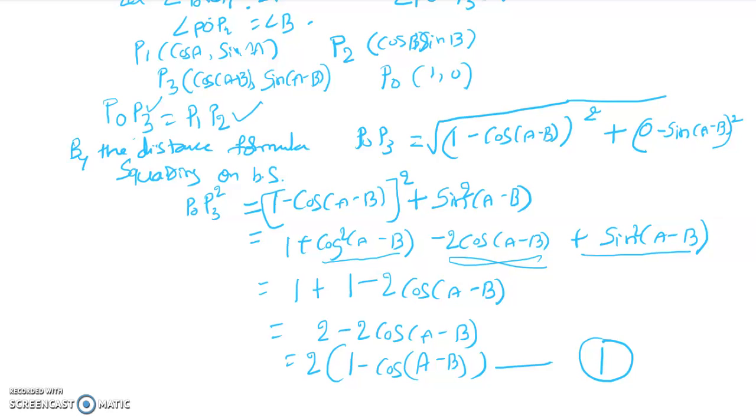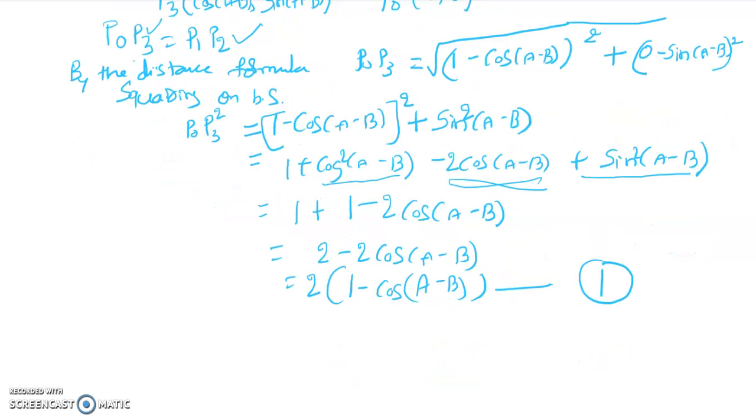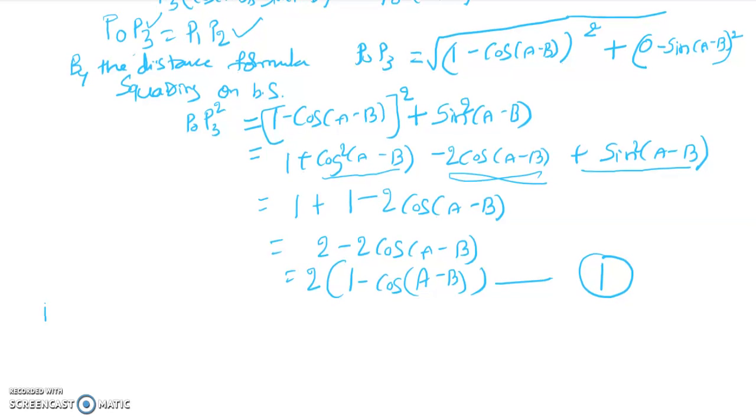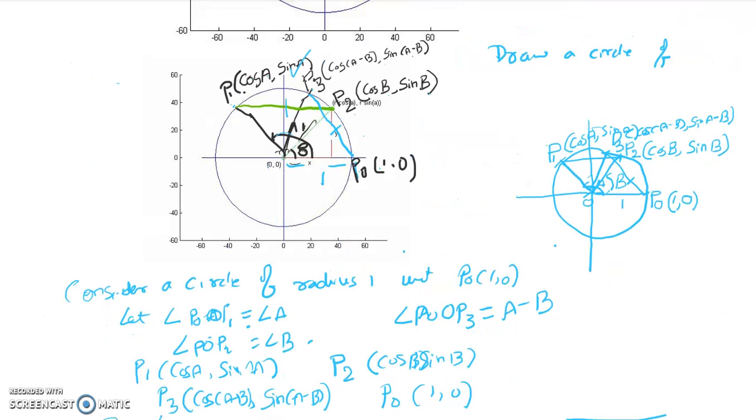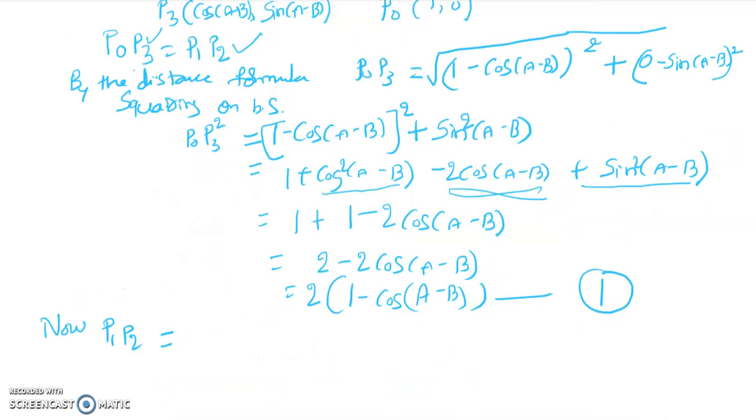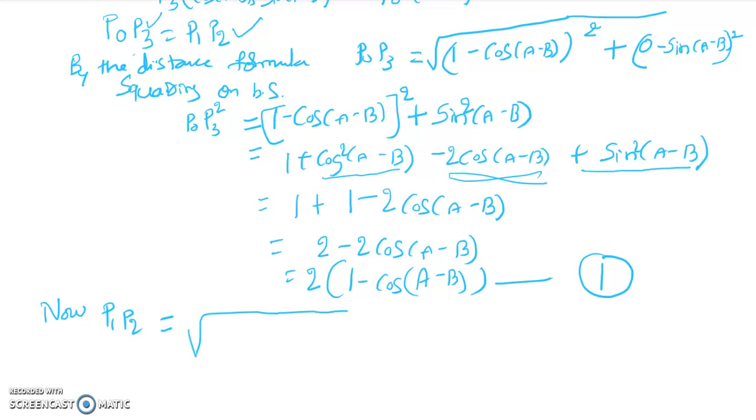Now similarly I find P1P2. Again I make use of the distance formula. P1 has cos A, sin A, and P2 has cos B, sin B. So P1P2 is the square root of (x2 minus x1) the whole square, meaning (cos B minus cos A) the whole square, plus (y2 minus y1) the whole square, the distance formula. So it is (sin B minus sin A) the whole square.